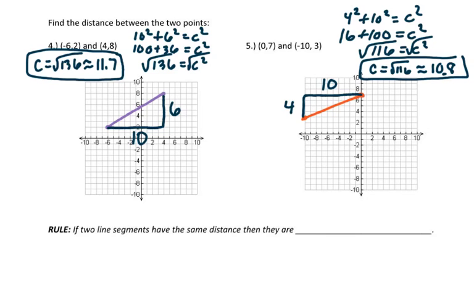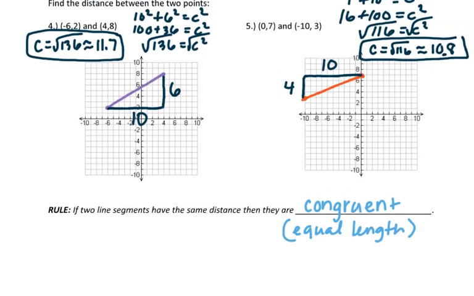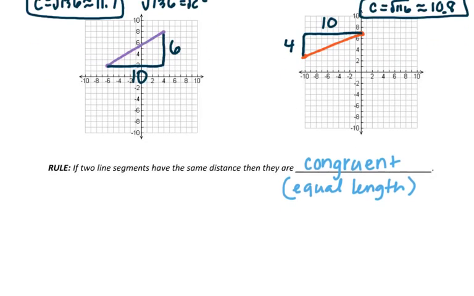And then down at the bottom, this is kind of like a vocabulary word. It says if two line segments have the same distance, then they are what we call congruent. And that's a fancy word for equal length. Okay, so we're going to start working with shapes this week. And one of the properties of shapes that we'll look for is if they have 4 equal sides or pairs of equal side lengths. And so this is the way we'll be able to do it. All right, well, this concludes your video lesson on distance on a coordinate plane.